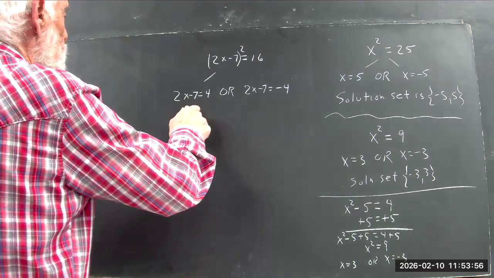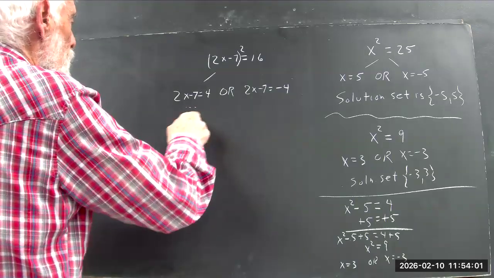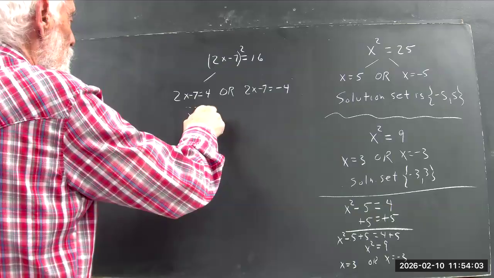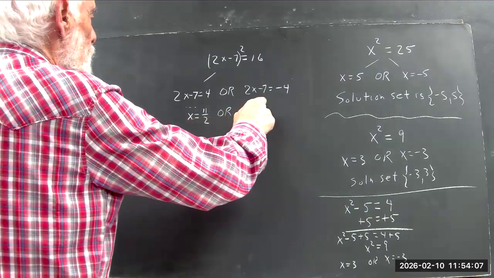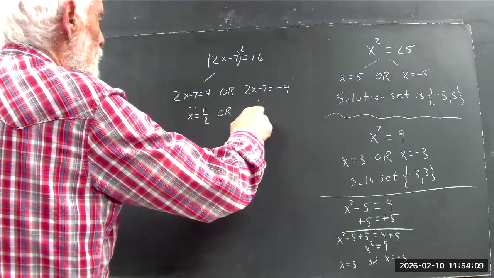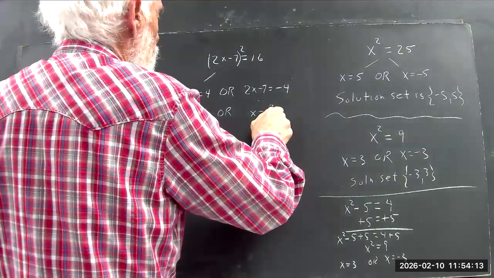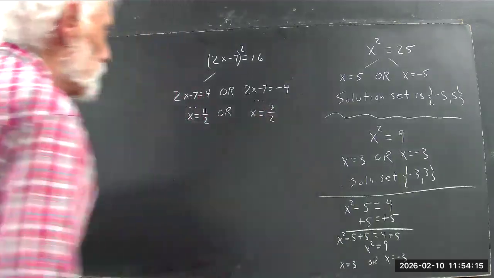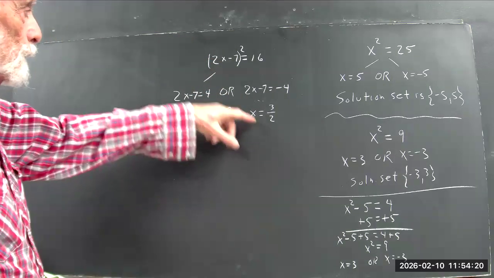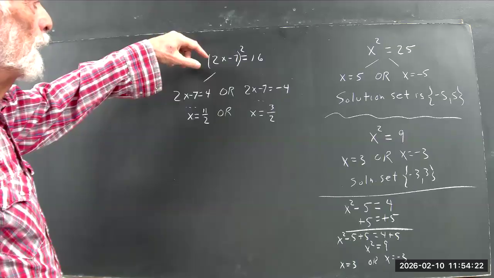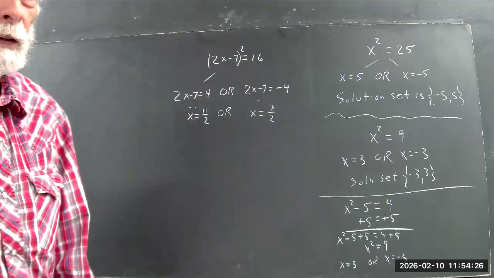So then we solve this and we get x equals 11 halves, or x equals 3 halves. Then we plug it back in and check. X is 3 halves, 2x is 3, 3 minus 7 is negative 4, and you square negative 4, you get 16.